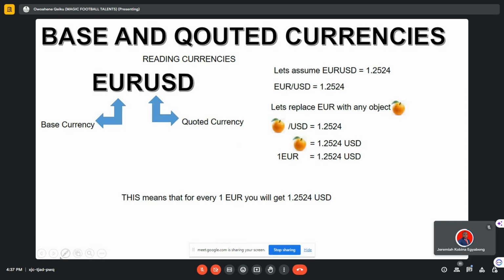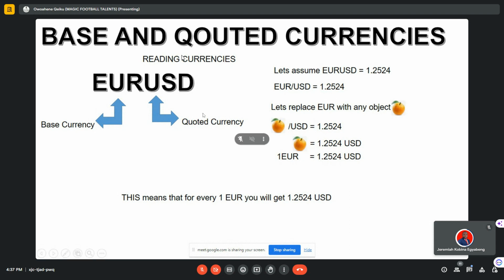Okay. About this section now, I'll share the base and the quoted currencies, and also the base and the counter currencies. Now your currencies are trading in pairs.